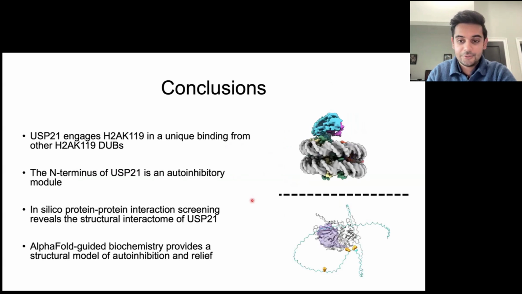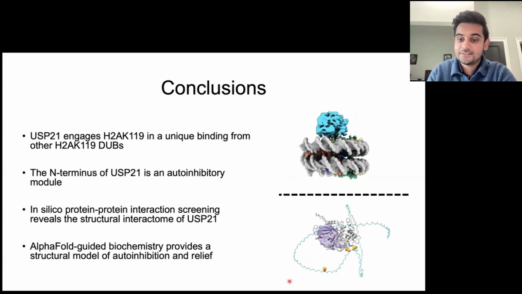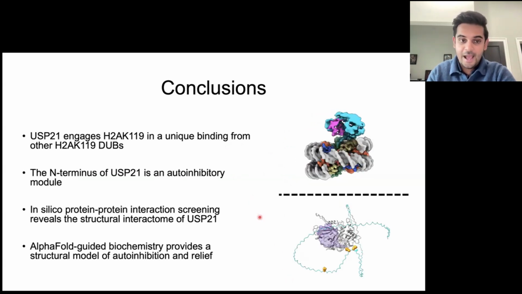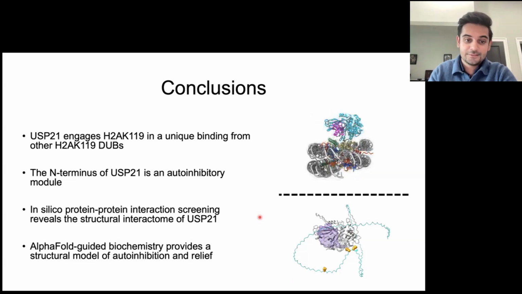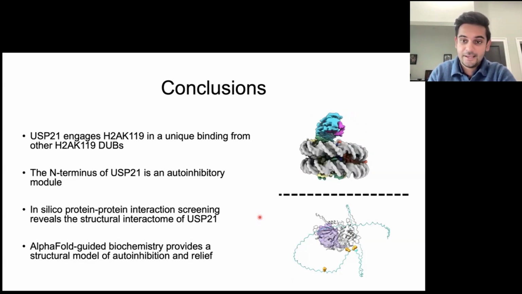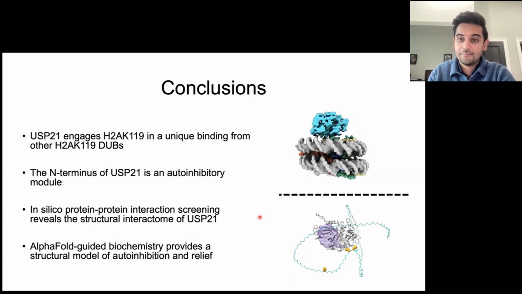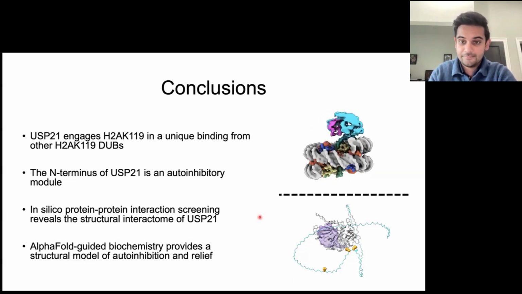And that with this N-terminal region of USP21, it functions as an autoinhibitory module. And then by using AlphaFold, in silico protein-protein interaction screening and guided biochemistry provide a model for autoinhibition and relief.